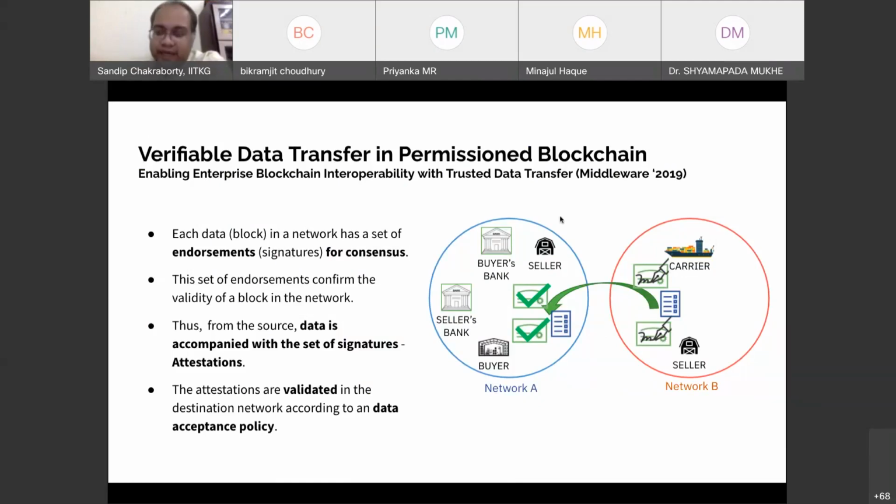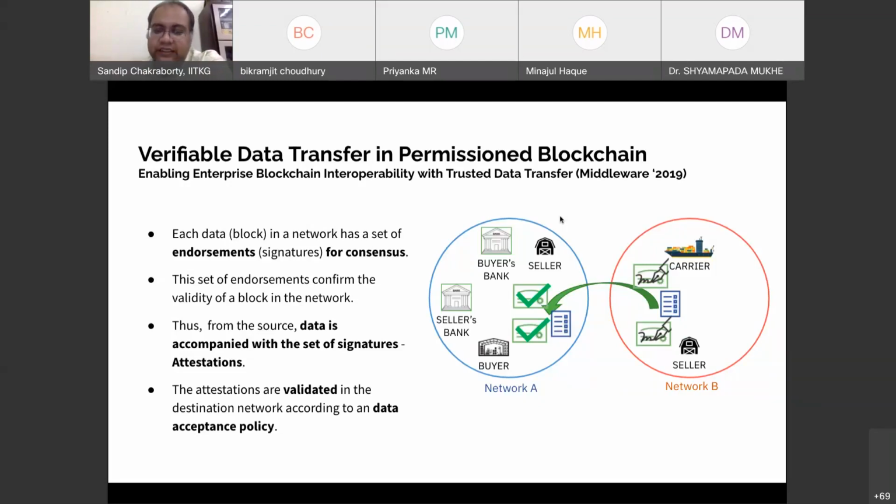That means the parties who are going to agree on that data, they are going to digitally sign that particular data. That digital signature, we call it the endorsement. Now, this set of endorsements confirms the validity of a block in the network. Thus, from a source, data is accompanied with a set of signatures, which work as the attestation that this data is correct. Now what you have to do is validate this attestation.